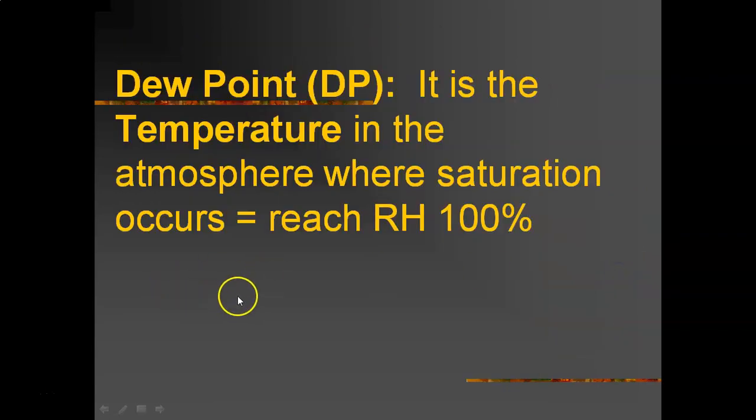All right, I've got another term. It's called dew point, and we abbreviate it DP. It is the temperature in the atmosphere where saturation occurs. So it's a temperature. We call it dew point temperature. And of course, saturation means you've reached 100% relative humidity, either by filling the air by evaporation, or more importantly by cooling the air. And this is what I want to show you. Now, you don't understand dew point yet, but I'm going to show you an example of cooling the air.